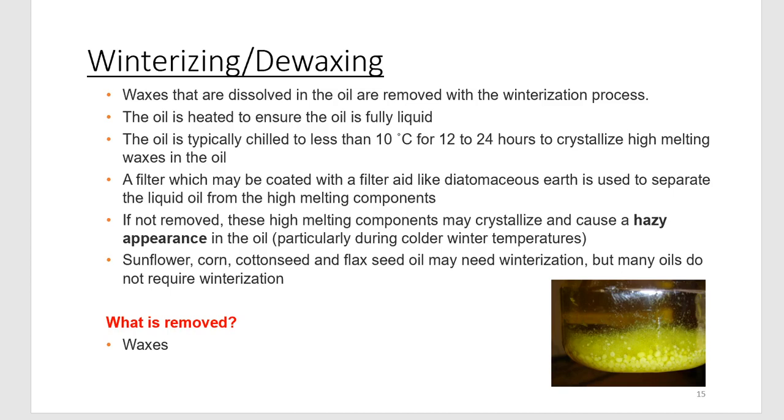So how are waxes removed? First, the oil is heated to ensure the oil is fully liquid, because there could be some oil crystals in it. That's why first we heat it. Then the oil is typically chilled, generally to less than 10 degrees Celsius for a certain amount of time to crystallize high melting waxes in the oil. Then we can use a filter aid and filter the waxes from the oil. Again, some oils like sunflower, corn, cottonseed and flaxseed oil don't need the dewaxing process. Let's see the next step.